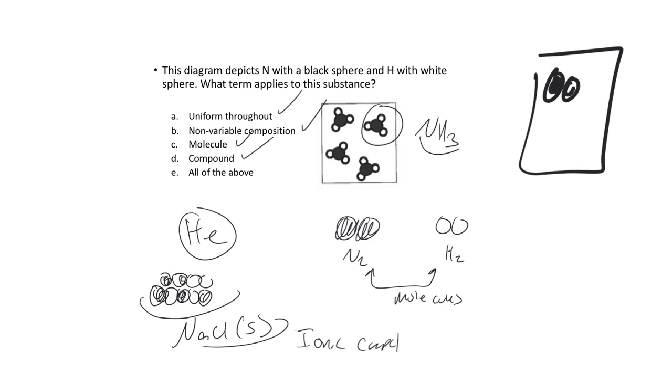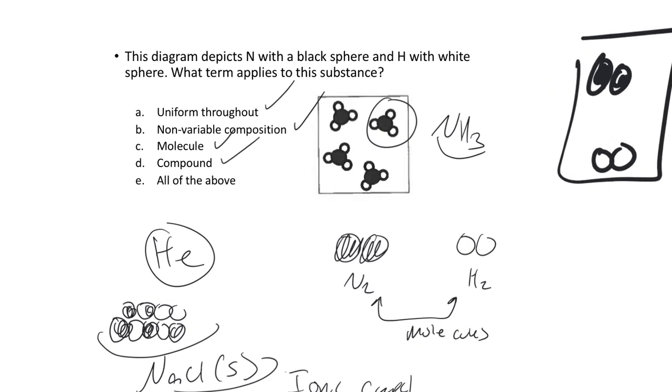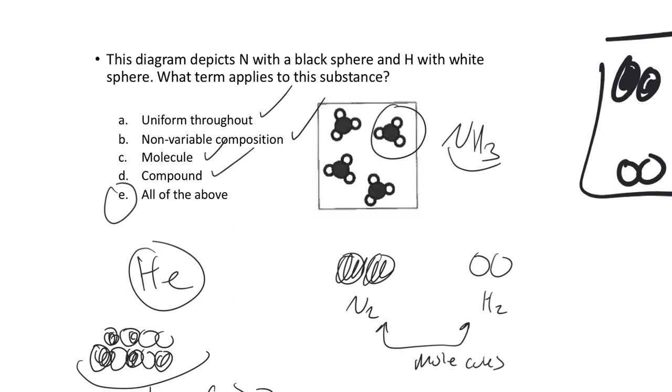So in a different context, we see a box that looks like this, and then something that looks like this, and then something that looks like this. So this would have a variable composition. I'd have maybe H2 molecules and N2 molecules, and the composition would vary depending on which molecule we're looking at. So just trying to make sure we understand what the terms imply: variable composition means the molecules are different. Since the molecules are the same, we have a non-variable composition. So all of these terms would apply to this diagram.